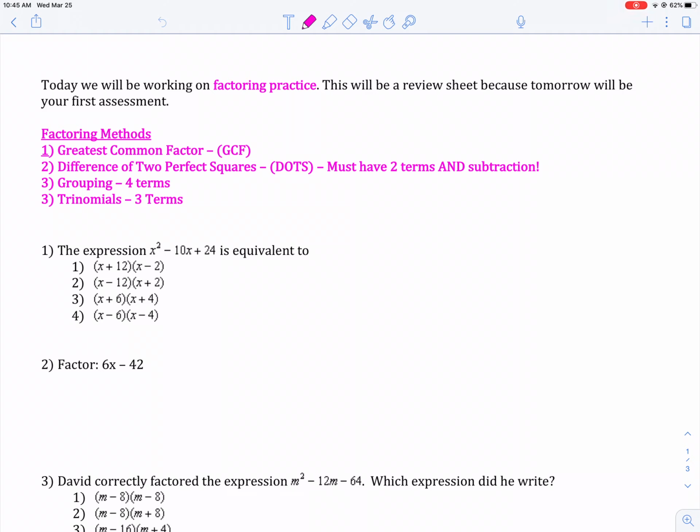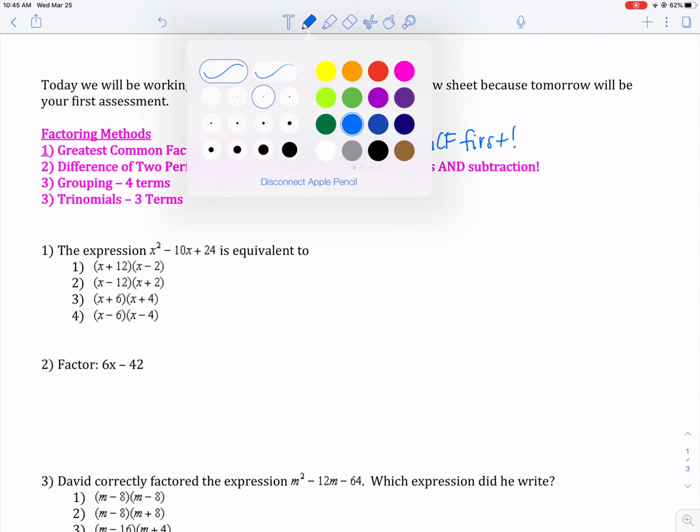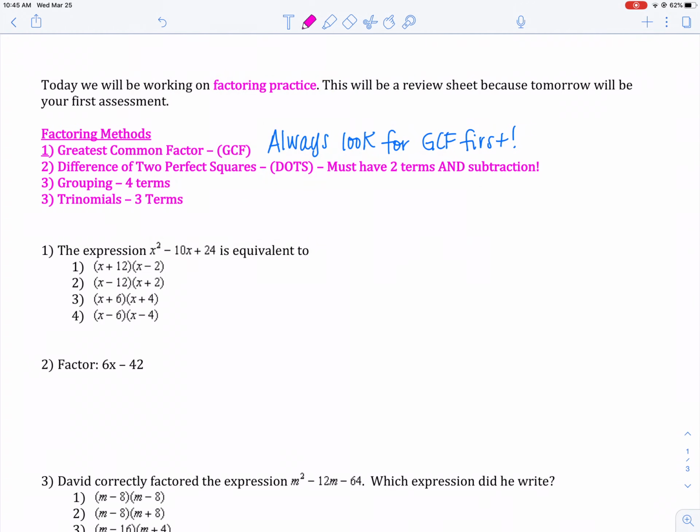Your first factoring method, which is greatest common factor, GCF, I want you to take note, you should always look for GCF first, okay? If it's not GCF, then you're going to move on to saying, okay, could it be the difference of 2 perfect squares? Well, the difference of 2 perfect squares must have 2 terms because there's 2 of them, and there must be subtraction because it's the difference of 2 squares. If it's not that, you can move on to potentially grouping.